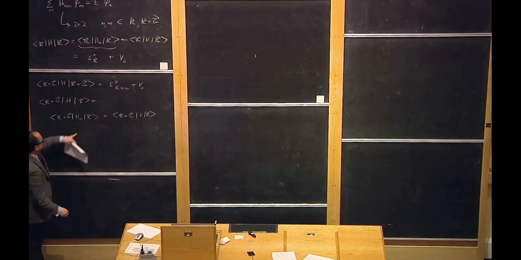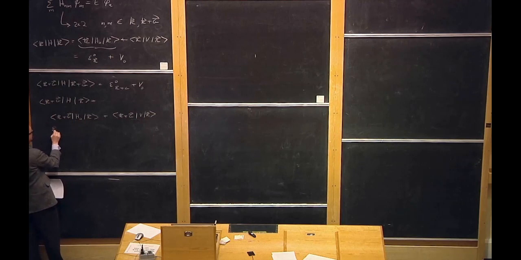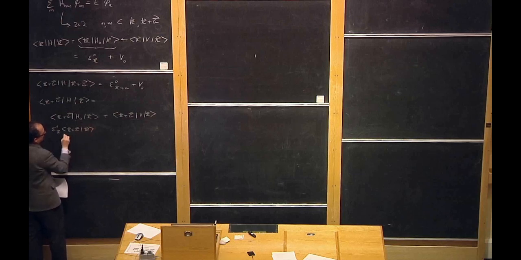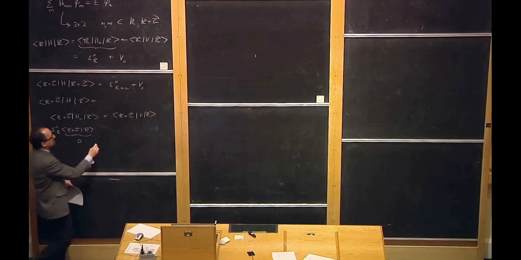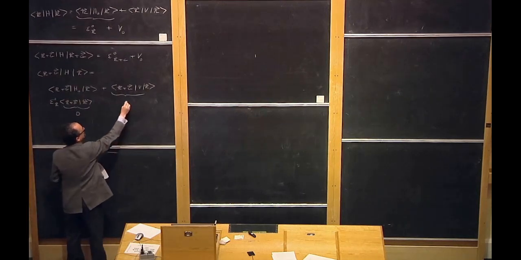Well, the first part is easy, because k is an eigenstate of H₀, so we can just pull out an E₀(k) and get ⟨k+G|k⟩. But this is 0 because these are 2 orthogonal plane waves. So that first term is 0. The second term is what we've defined as being V_G.